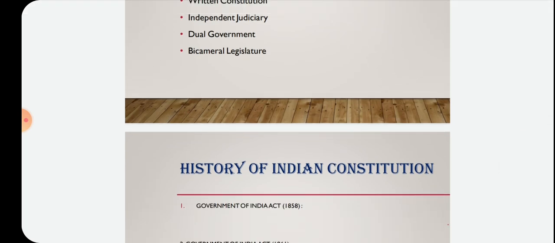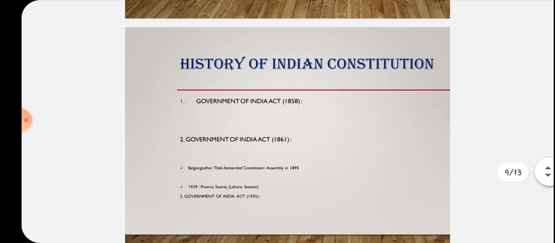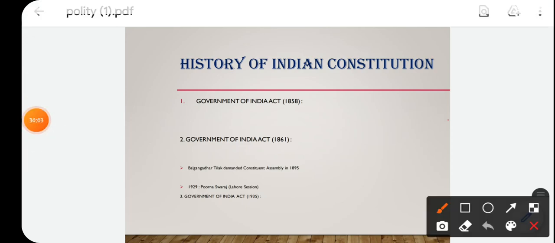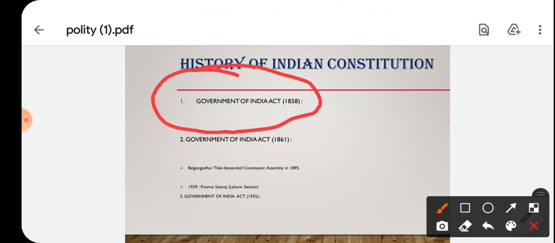Okay, now let's discuss the history of the Indian Constitution. In short, the background: from where did we adopt, and what are some important acts which were passed in the history of the Indian Constitution. Okay, let's start with the first important act. I'll be covering only important acts here. The first important act is the Government of India Act of 1858.